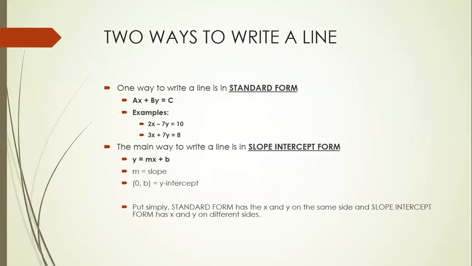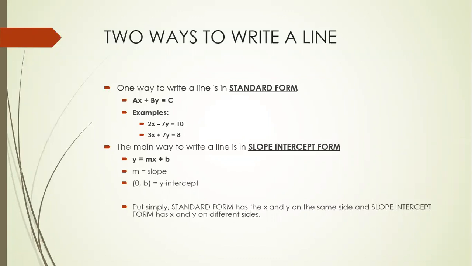There are two different ways to write a line. Let's talk about the main way first. The main way to write a line is in slope-intercept form. I'm referring to the second bullet point here. That is y equals mx plus b. Now, we've seen that before, we just don't know it.